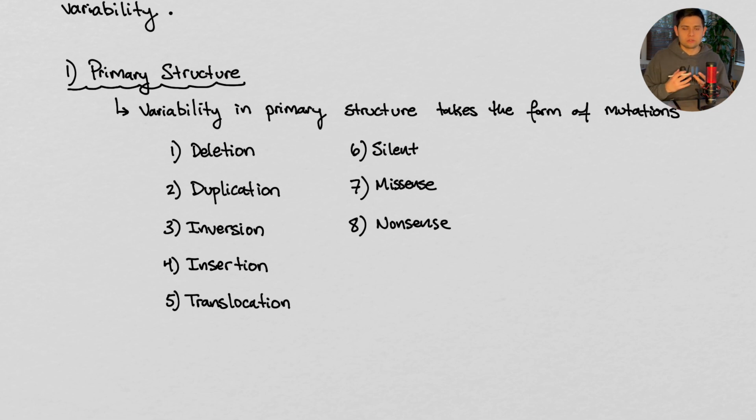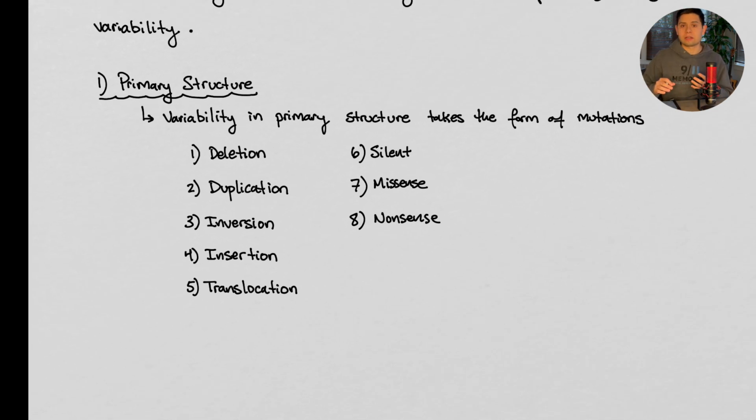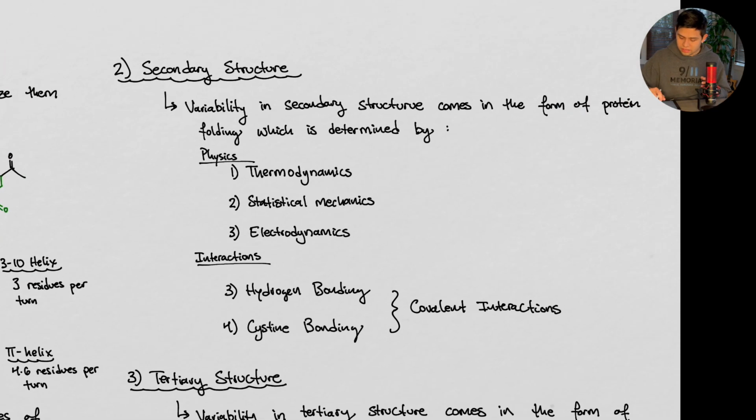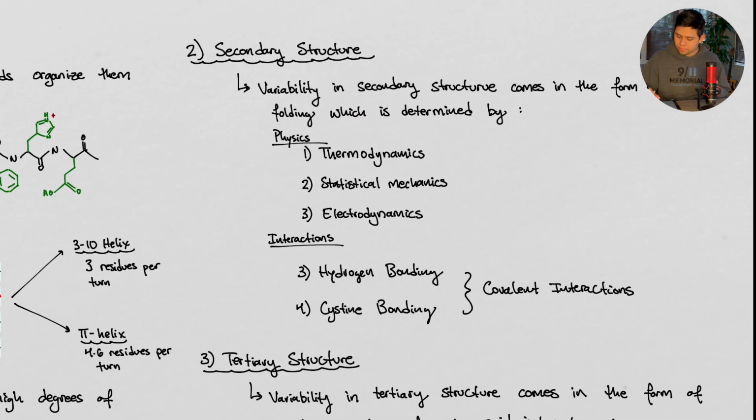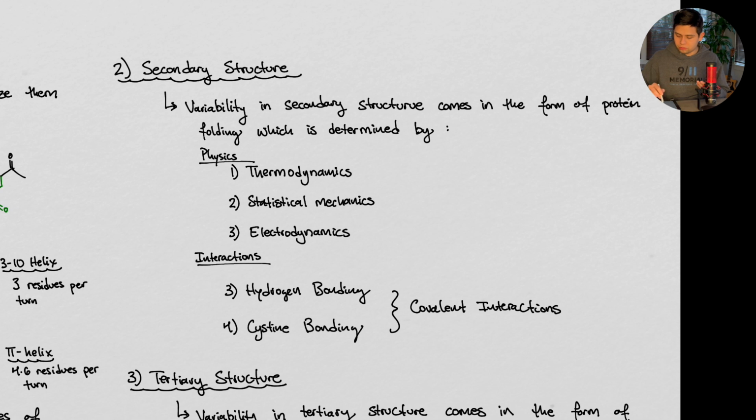I'm really, again, just introducing us to all of this right now, and then we're going to get deeper into it later. When we talk about secondary structure, this is where things get really interesting. This is usually where protein biophysics kicks off. If you take a course, it kicks off with thermodynamics, statistical mechanics, electrodynamics, also a little bit of quantum mechanics. But the idea here is variability in secondary structure. Remember, secondary structure is the formation of beta-pleated sheets and alpha helices. Secondary structure comes from protein folding, right?